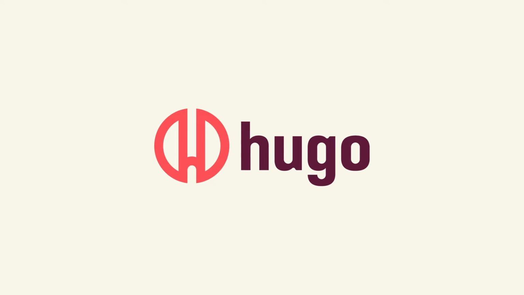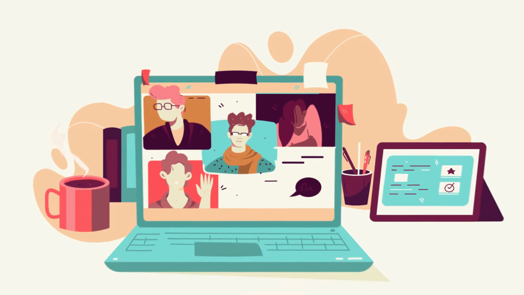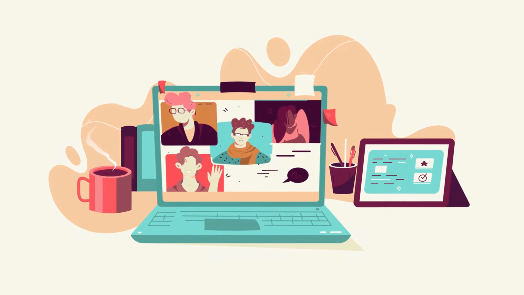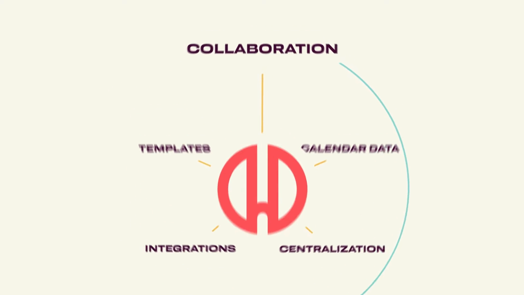Let's take a look at how Hugo can help your team realize the rewards of remote with a system that facilitates cohesiveness and performance in the meeting and beyond. For remote teams, improving things outside the Zoom room is critical. This revolves around these five pillars.